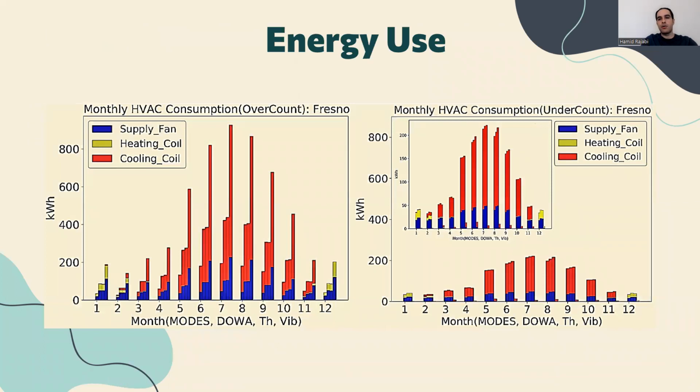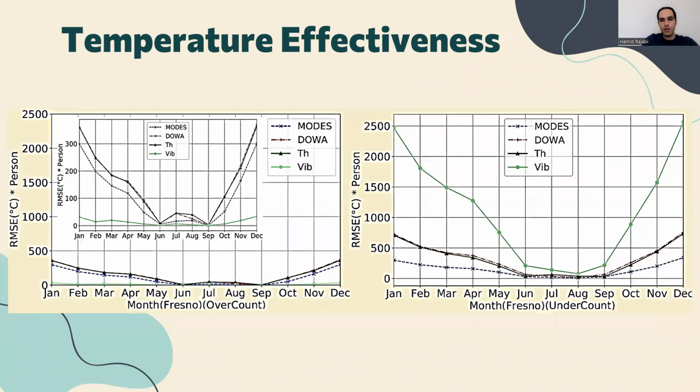This figure shows our simulation of the effect of over and undercounting that we discussed in the previous slide. The figure shows the monthly energy consumption in the two scenarios of OCR and UCR for 4 data schemes: the vibration and thermal sources, the DOA, and the MODES. Based on our simulation and what was expected, the overcounting makes the system consume much more energy compared to the undercounting case.